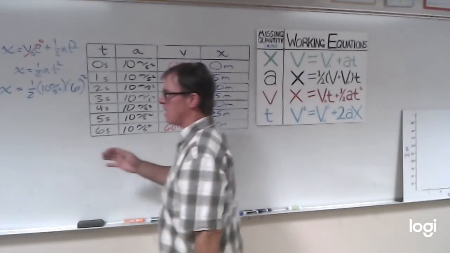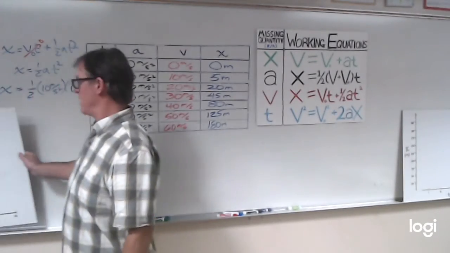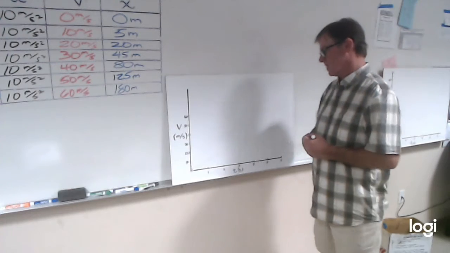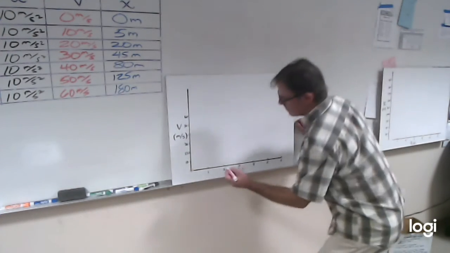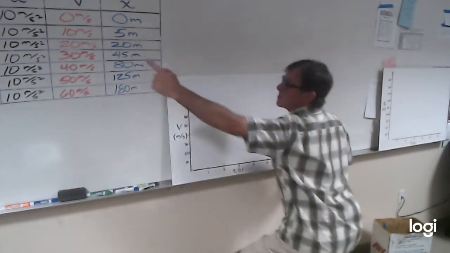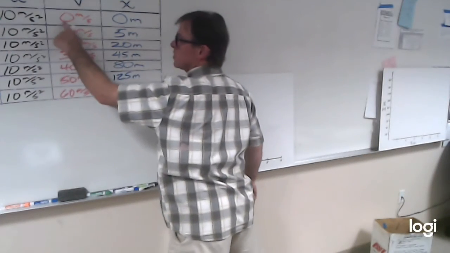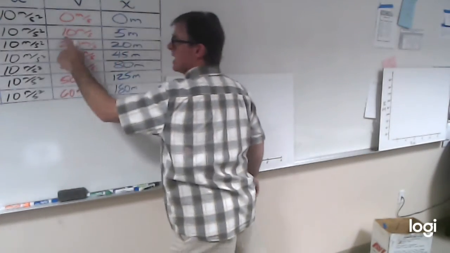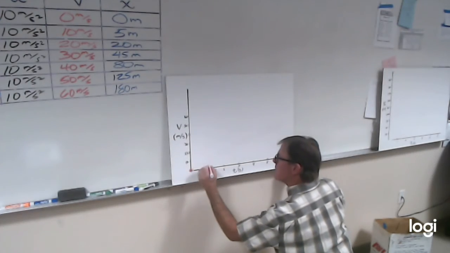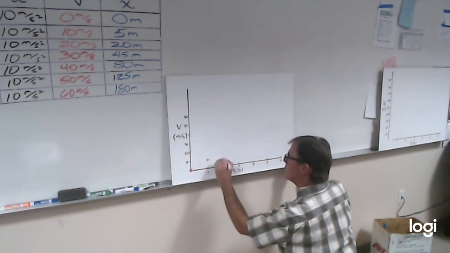So I'd like to plot velocity time first. Okay, so let's plot this velocity as a function of time. I'll try to be neat and tidy about this, but let's go quick. 0 seconds, 0 meters per second. 1 second, 10. 2 seconds, 20, etc. 0, 0, 1, 10.